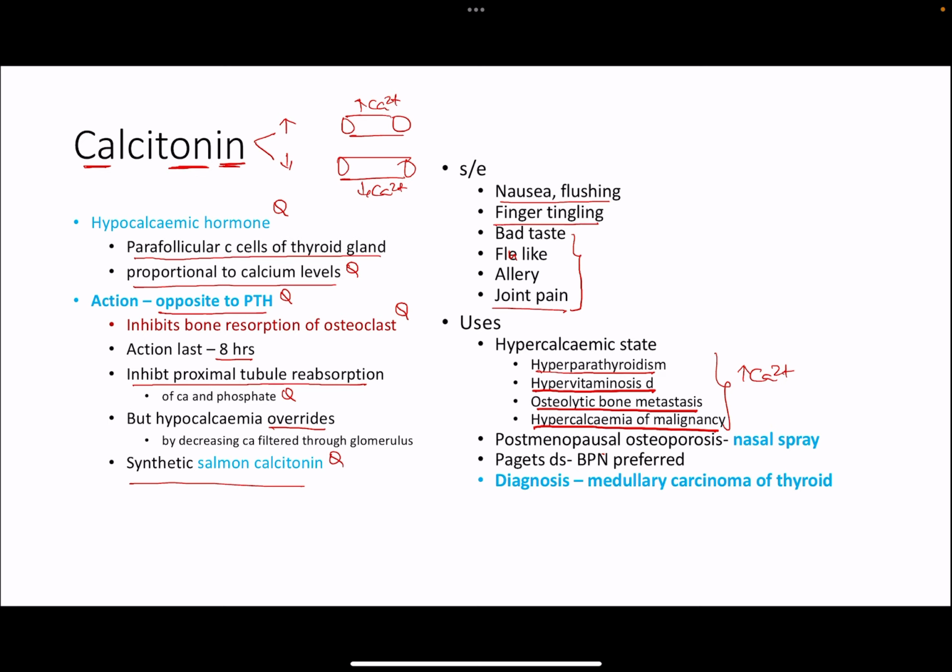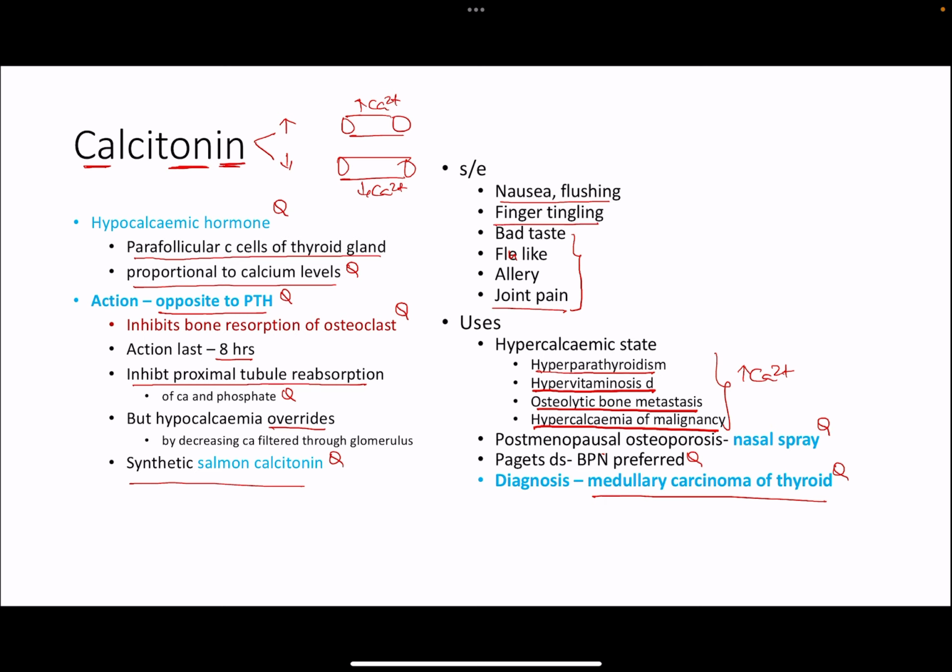Apart from that, it is also useful in postmenopausal osteoporosis in women. A very important thing to remember is that calcitonin can be administered through a nasal spray. It gets absorbed through the nasal mucosa. It is also used for Paget's disease, but remember, in Paget's disease the preferred drug of choice is bisphosphonates. Very important, they have asked many times in exams: which drug can be used for diagnosis of medullary carcinoma of thyroid? That is calcitonin.